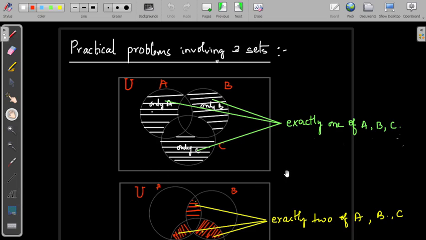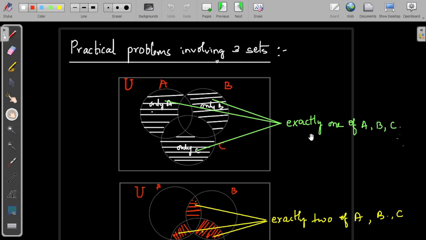Here we represent three sets using circles, closed curves, and the universal set using the rectangle. I had named the sets as A, B, C. Now, whenever a statement problem is given to you, that statement problem asks you to find something. If the statement problem asks to find out exactly one of A, B, C, there are a few terminologies which you have to remember so that you can solve the problem quickly.